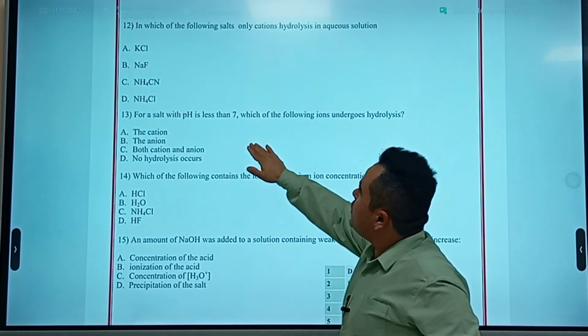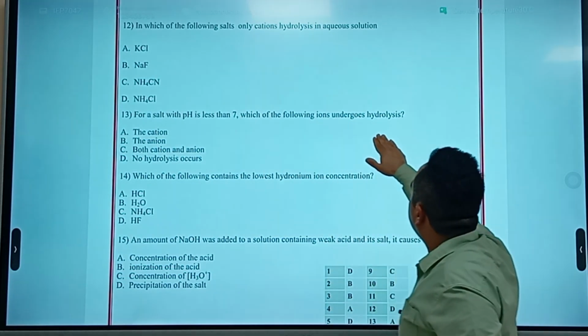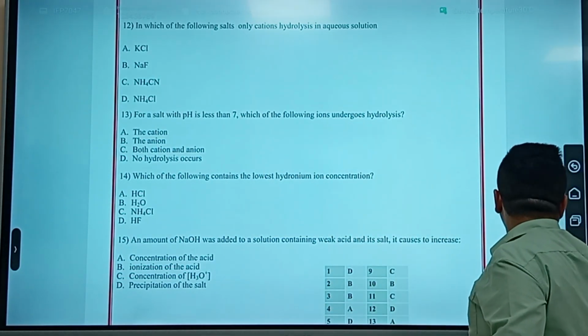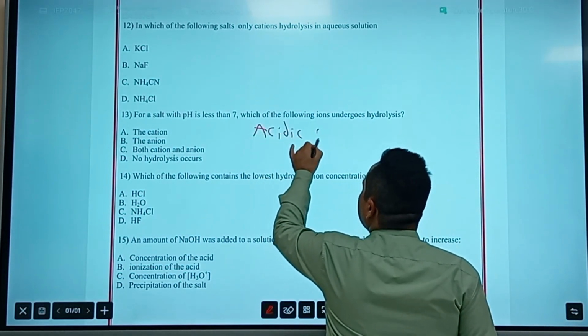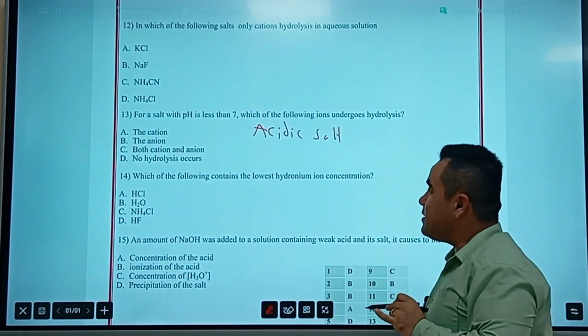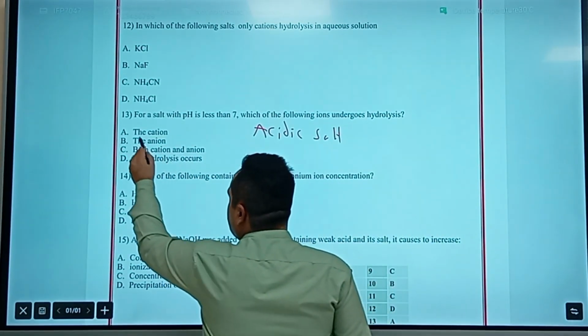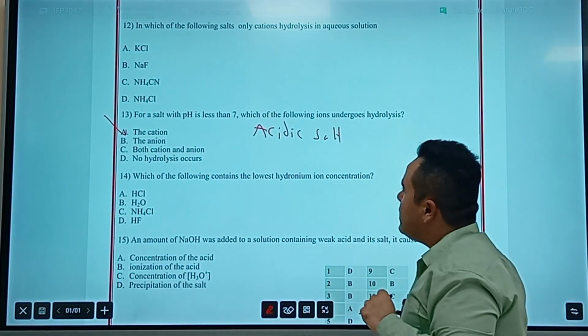For a salt with a pH less than 7, which of the following ions undergoes hydrolysis? Less than 7 means acidic salt, guys. Acidic salt, pH less than 7. An acidic salt undergoes cation hydrolysis, as you know.